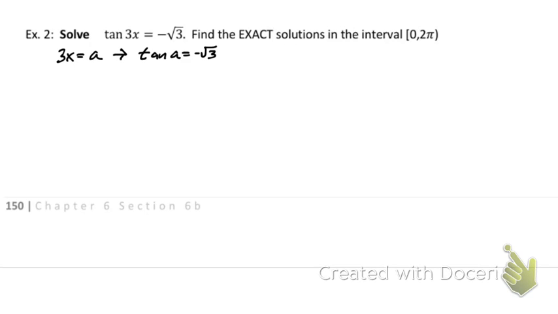I just want to get in our mind that we're still just looking for where does tangent equal negative square root of 3. That's all I want us to recognize. I'm just looking for where is tangent equal to negative square root of 3. So that's where alpha or a equals, what 2 angles are those?